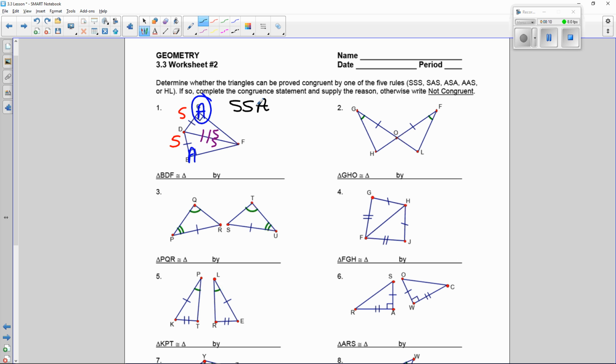However, this is HL. HL means hypotenuse leg, and it only works for right triangles. So since these two triangles are both right, they have an angle in common, they have a hypotenuse in common, and they have a leg in common, they are congruent. So triangle BDF is congruent to triangle CDF. HL only works for right triangles.